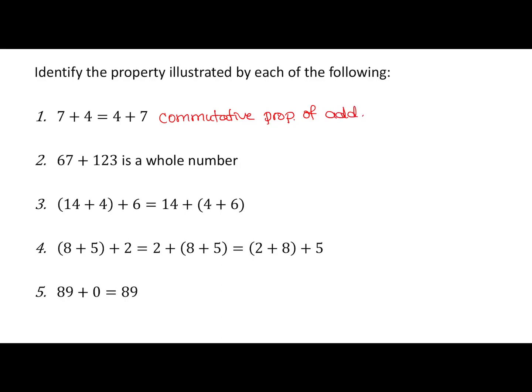67 plus 123 is a whole number. That's my closure property that says that if I add any two whole numbers, I get another whole number. So this is closure property of addition. 14 plus 4 plus 6 is equal to 14 plus, in parentheses, 4 plus 6. So what have I done here? I've reassociated. That's my associative property.